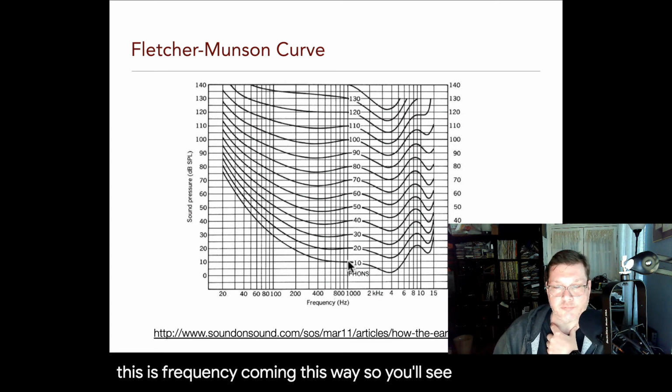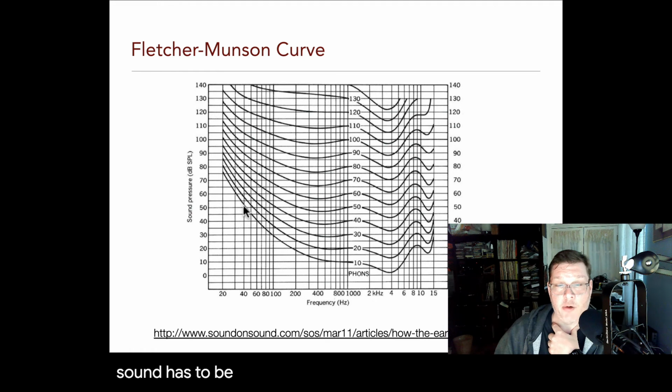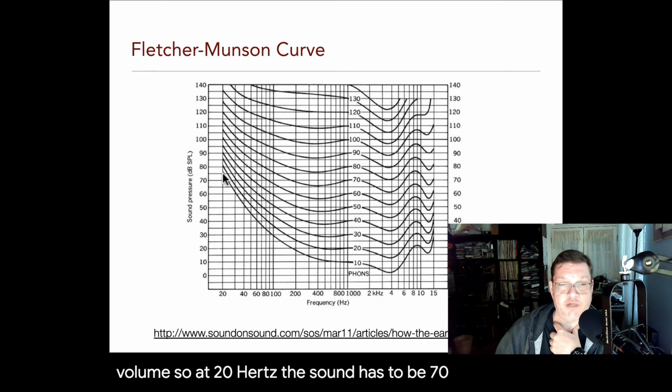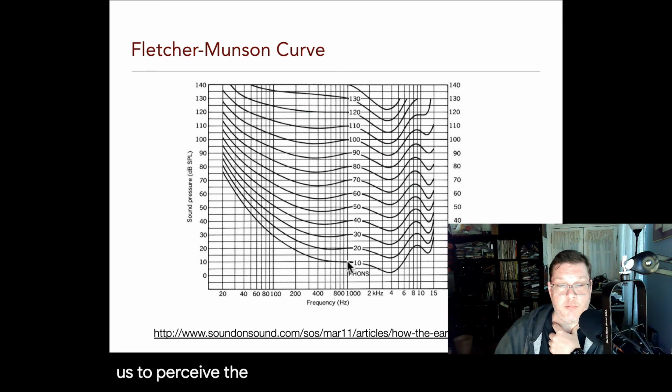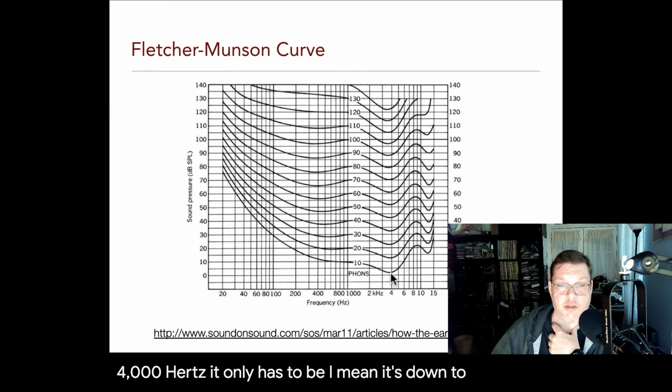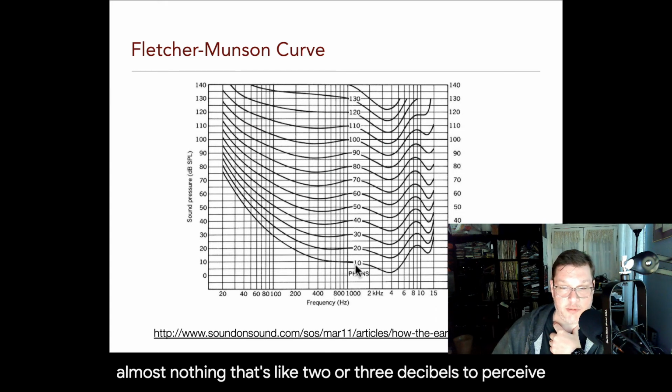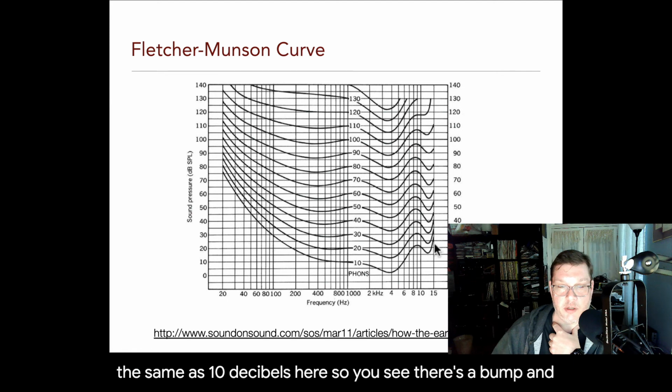So you'll see at this very soft end, at 1,000 hertz, as things get lower, the sound has to be louder for us to perceive it at the same volume. So at 20 hertz, the sound has to be 75 decibels for us to perceive the same volume as 10 decibels at 1,000 hertz, right? And at 4 kilohertz or 4,000 hertz, it's down to almost nothing. That's like 2 or 3 decibels to perceive the same as 10 decibels here. So you see there's a bump and another level of sensitivity here.